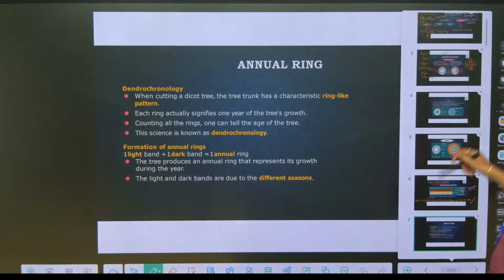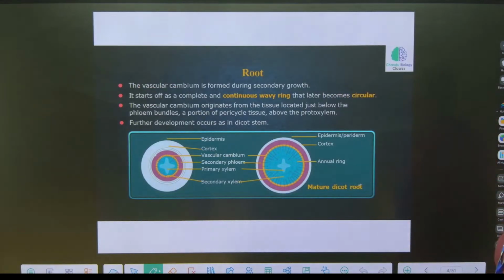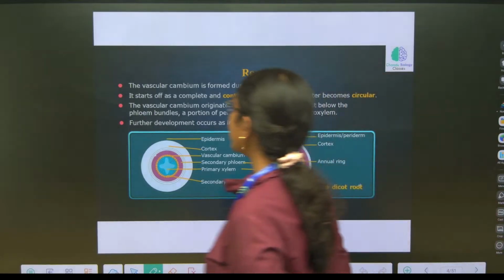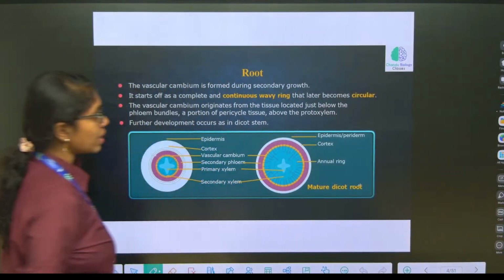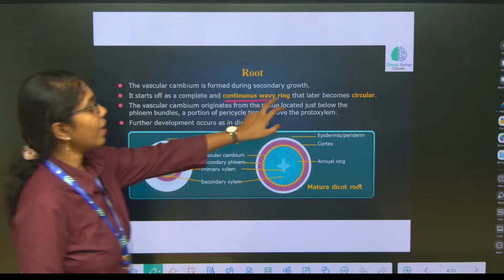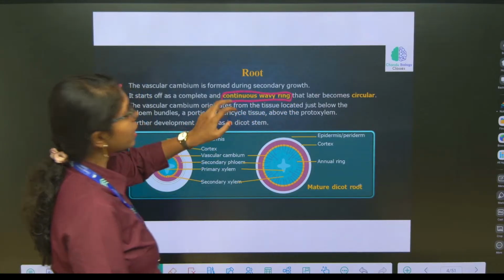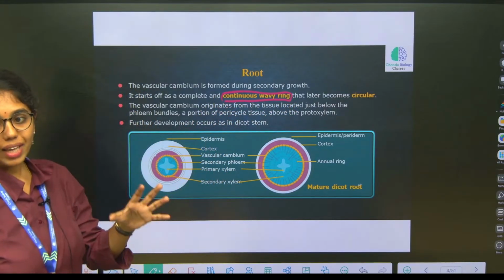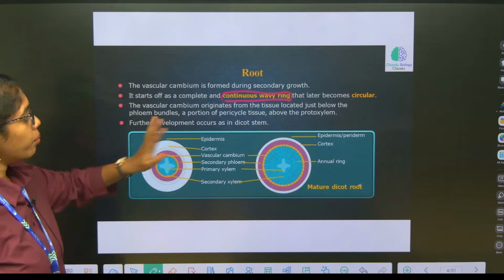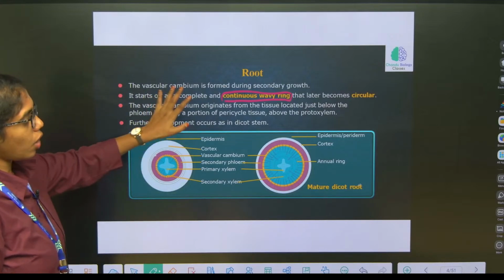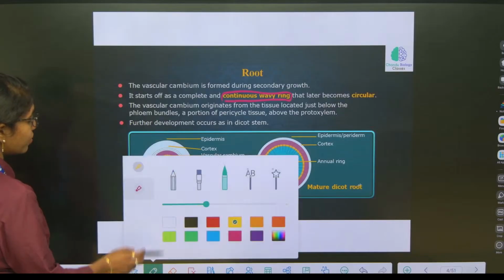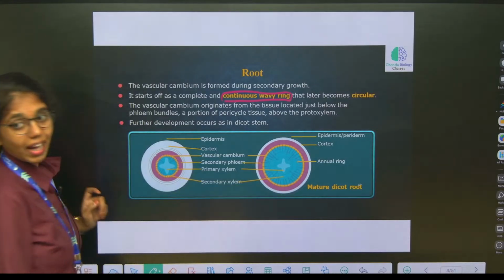So, now we will observe the dicot root and monocot root. Here the vascular cambium is formed during secondary growth, but a wavy cambium is formed, unlike in the dicot stem. In the dicot stem we have seen a continuous ring, but there is a wavy cambium formed in the root. That is because of the radial arrangement of vascular bundles.